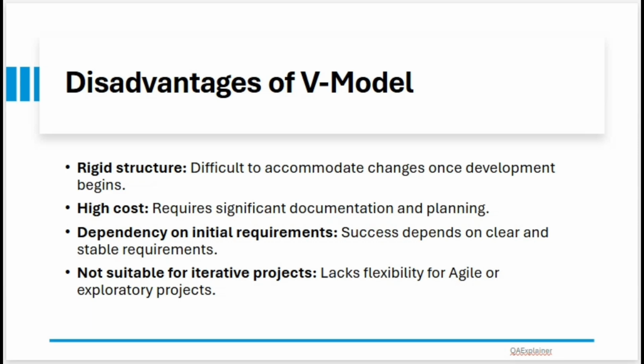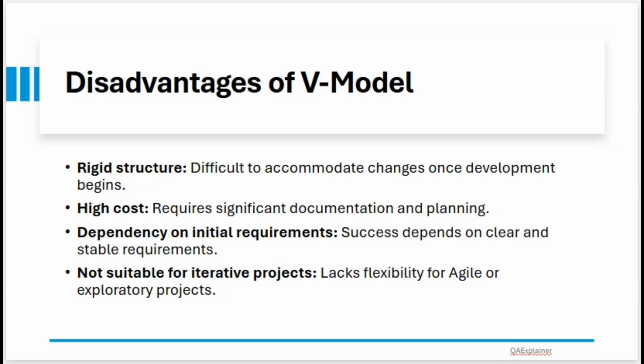Third is dependency on initial requirements. If any process cracks inside this model, then the entire model structure will collapse. That's the main problem here. It is very highly dependent because each and every phase depends upon the others, and it is not suitable for iterative projects, like flexible projects. In today's world, lots of flexible projects are there, and they basically use agile methodologies. But some projects are robust, rock solid, and there you can use this model.